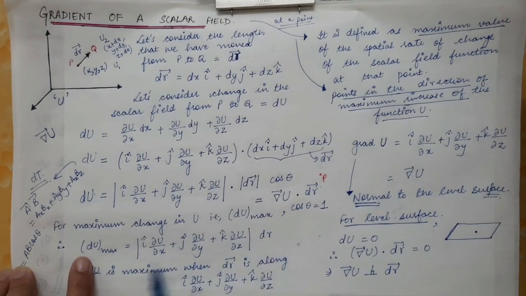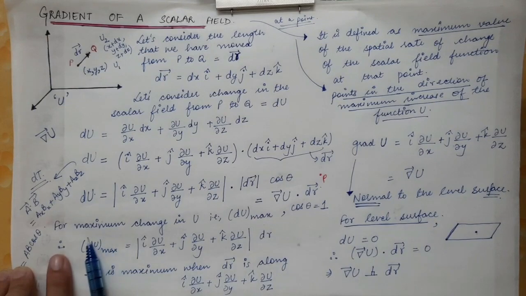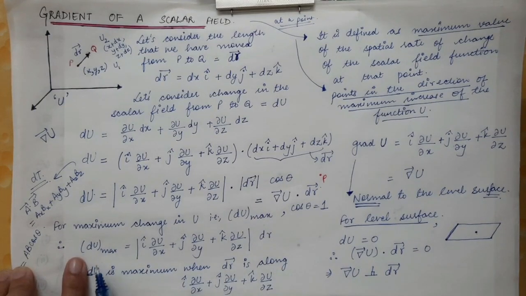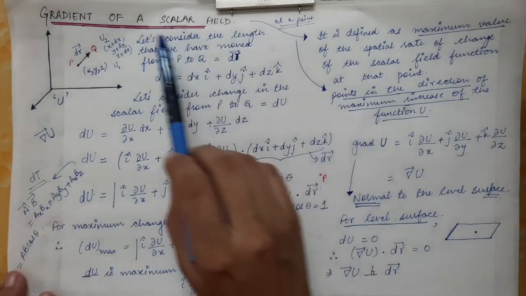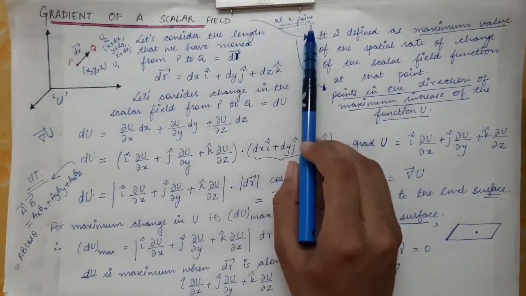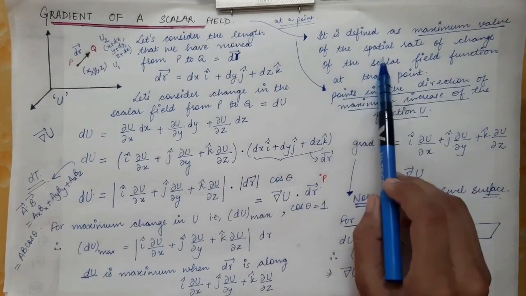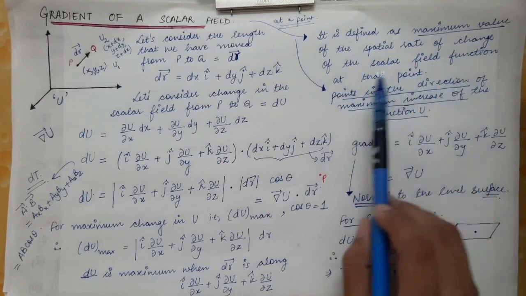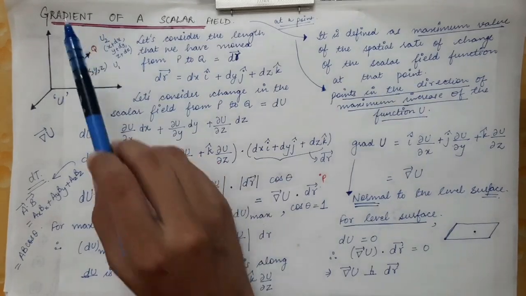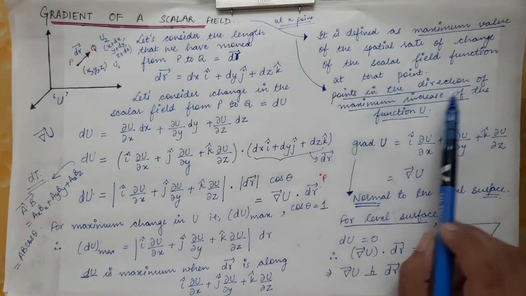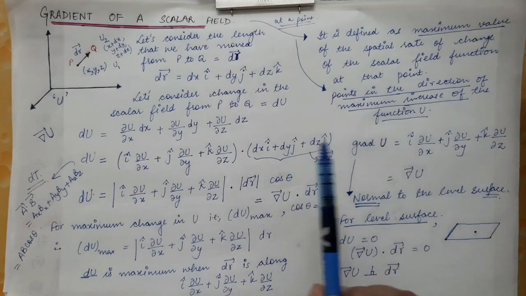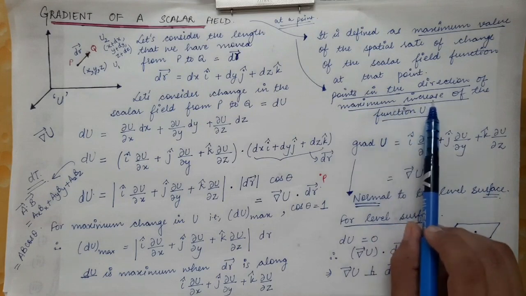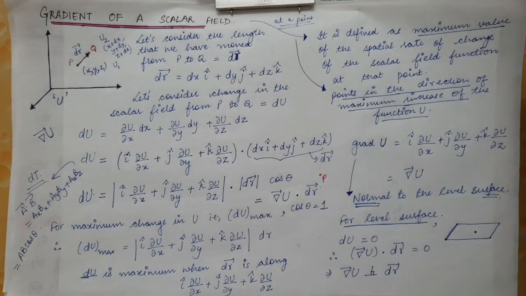So when you take this dr on the left-hand side, you will get the maximum value of the spatial rate of change of the scalar field function at a particular point. That will give us the magnitude of the gradient. So the gradient of a scalar field at a point is defined as the maximum value of the spatial rate of change of the scalar field function at that point. And what is the direction of the gradient? It points in the direction of maximum increase in the function u.